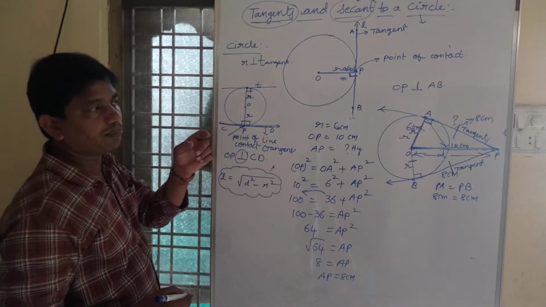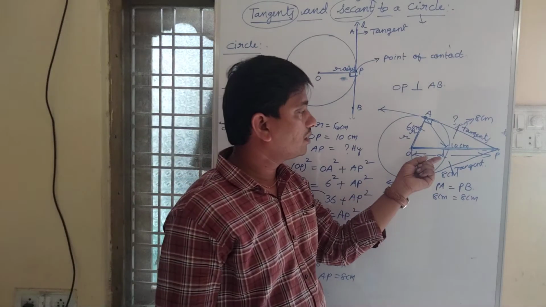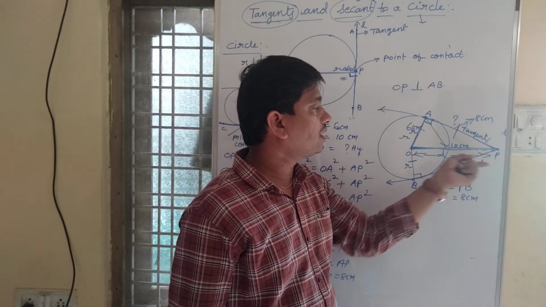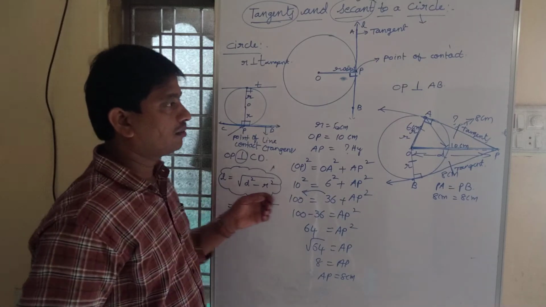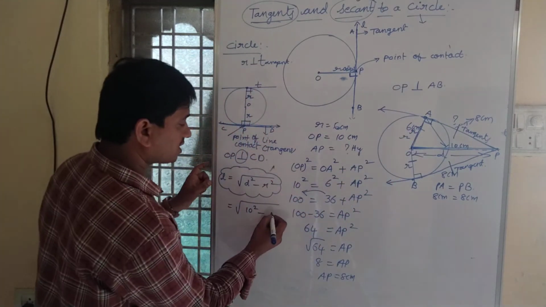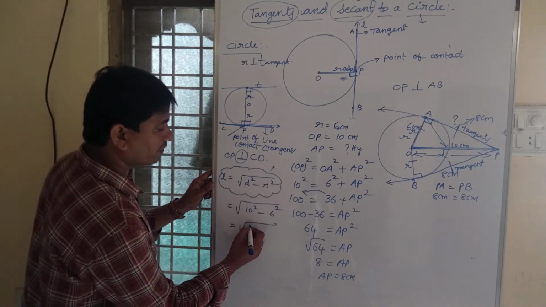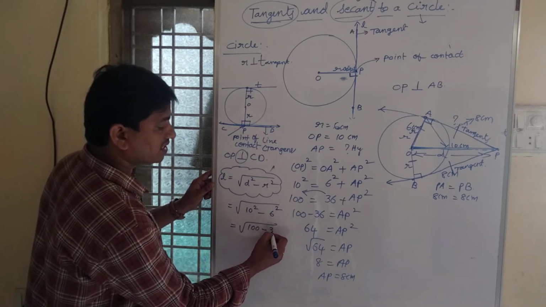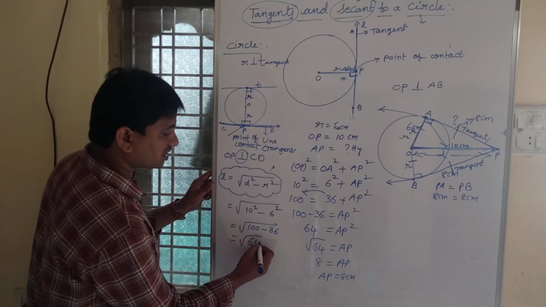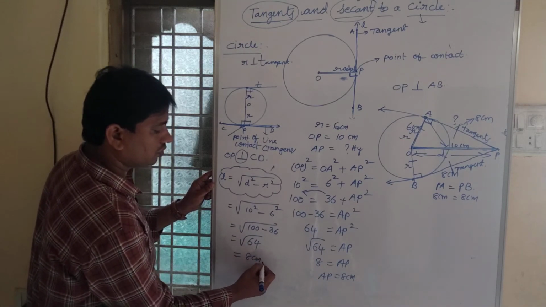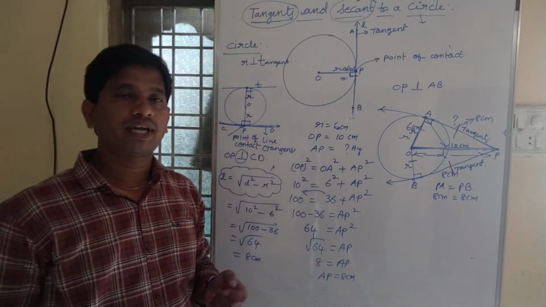Here the tangent is AP, which is equal to square root of, what is the distance, children, from center to an external point? It is given as 10 centimeter, so 10 square minus, what is the radius, children? Radius is 6 centimeter, 6 square. So it is equal to square root of 10 square, in the sense 100, minus 6 square, in the sense 36. Square root of 100 minus 36, which is 64, which is equal to 8 centimeter. In this way, we can find the length of the tangents.